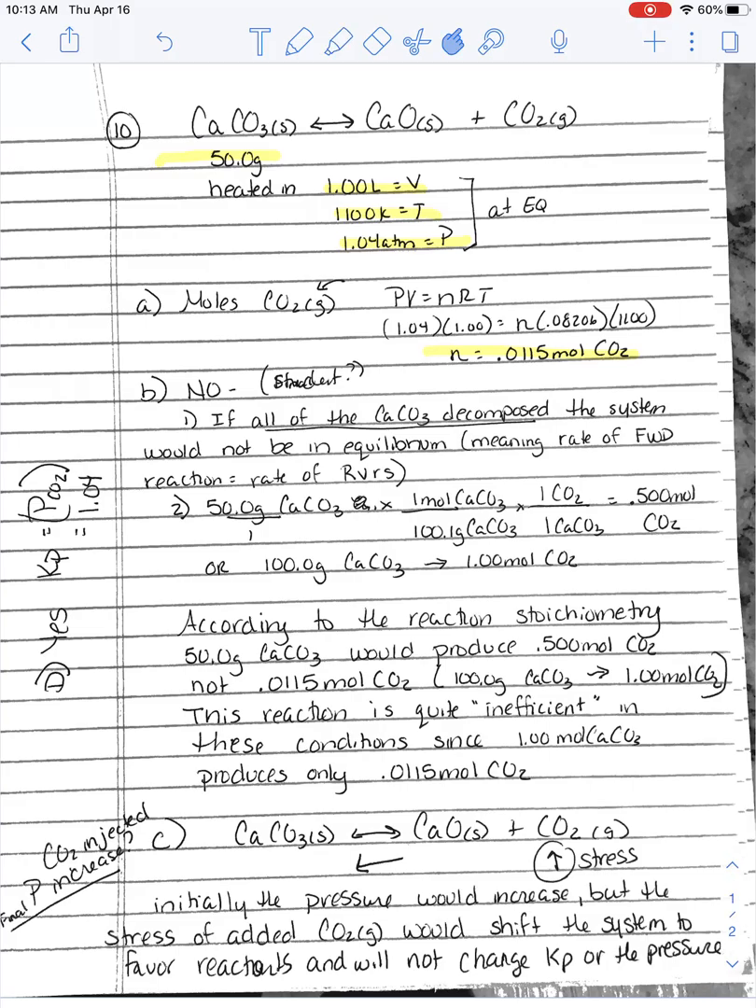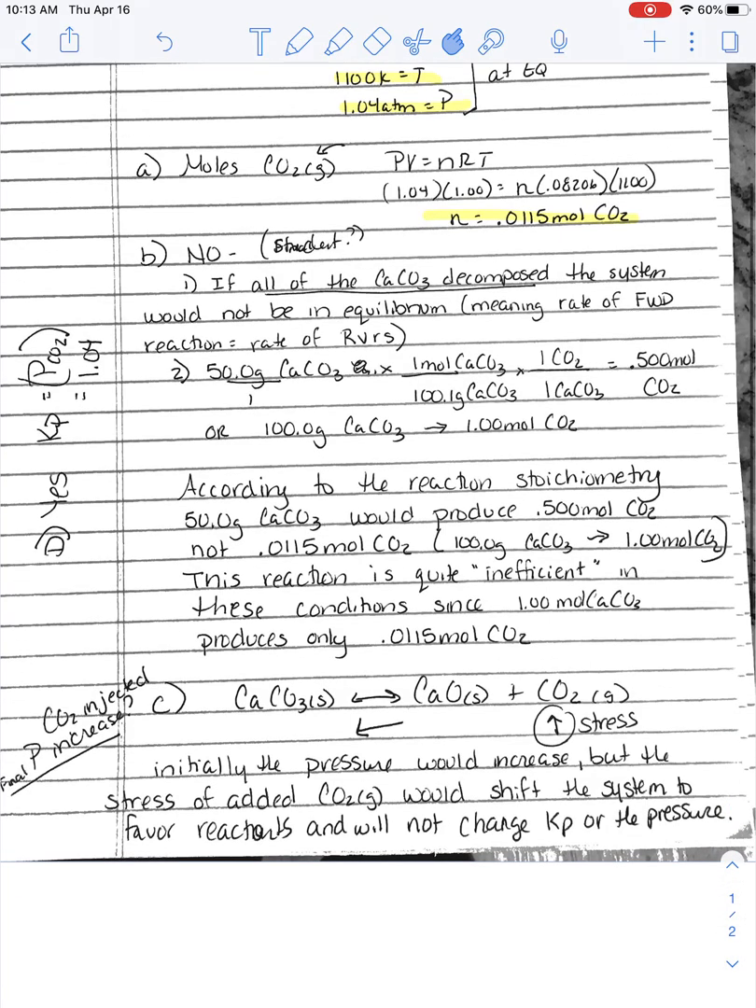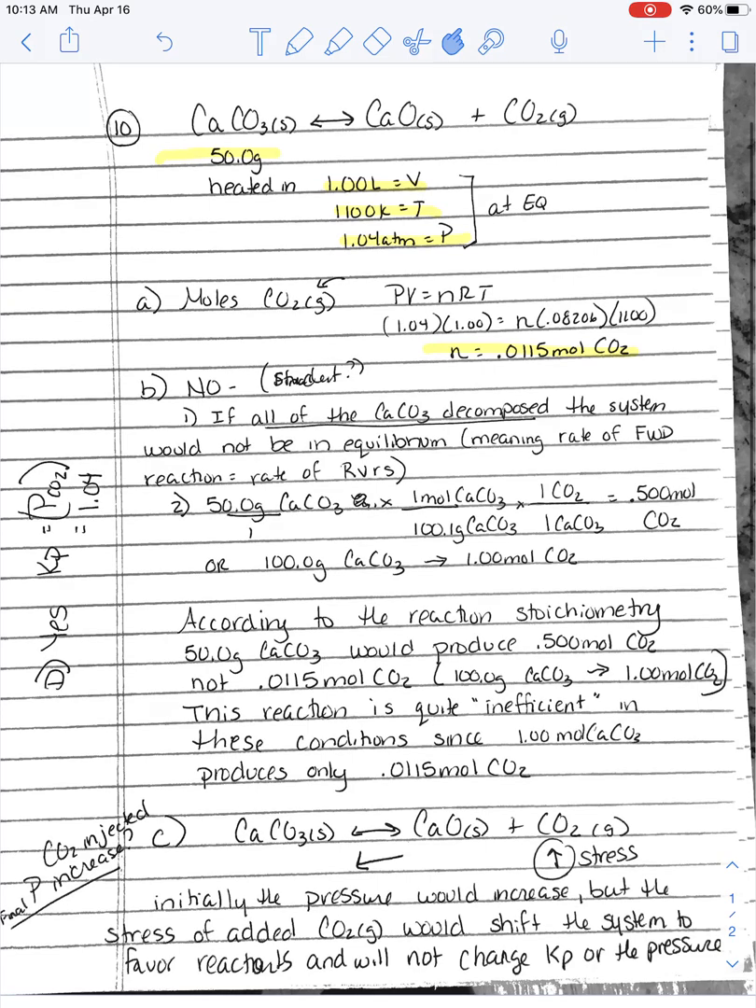So the next question, B, is the student claims that the final pressure became constant because all of the CaCO3 decomposed. That is not true. So if all of the CaCO3 decomposed, the system, number one, would not be in equilibrium. So it would be just completely turned into products. You would not see a double arrow.